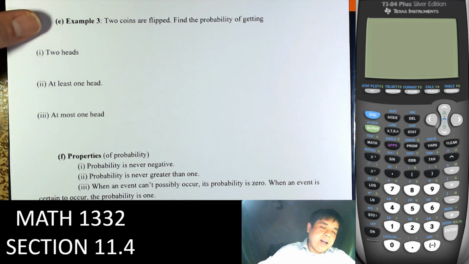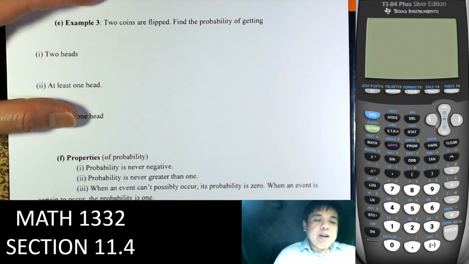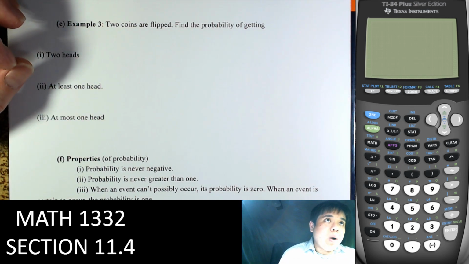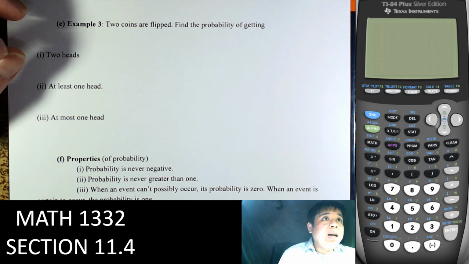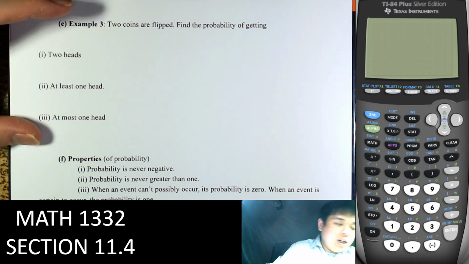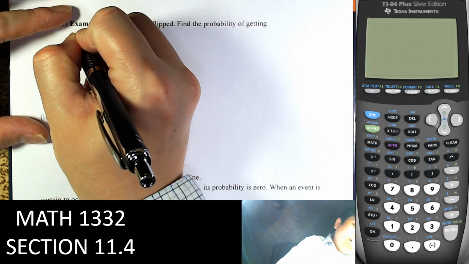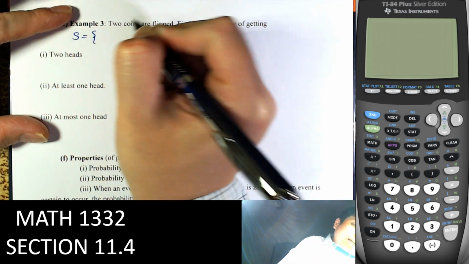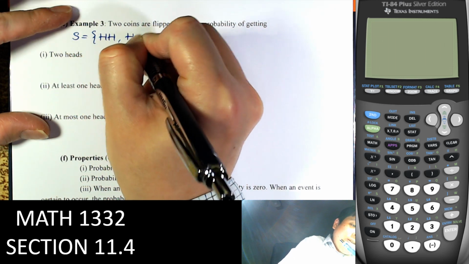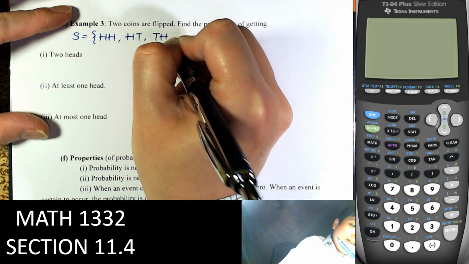Next, 2 coins are flipped. Find the probability of getting 2 heads, at least 1 head, and at most 1 head. Right, so the sample space. We did this previously. The sample space for 2 coins will be head-head, head-tail, tail-head, and tail-tail.